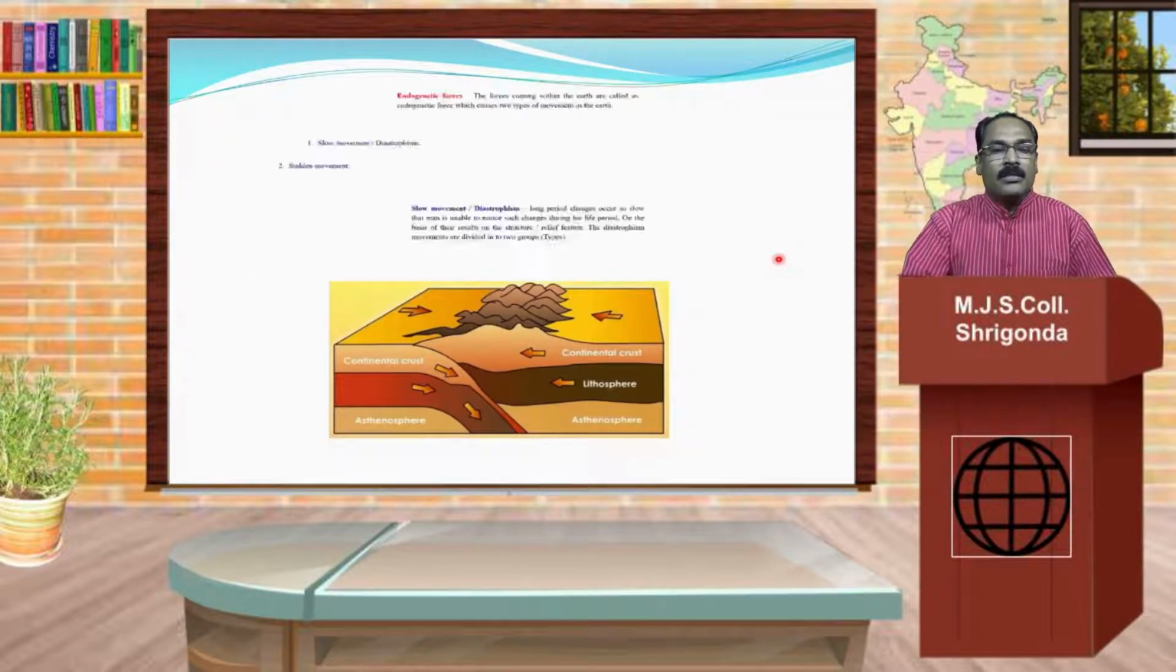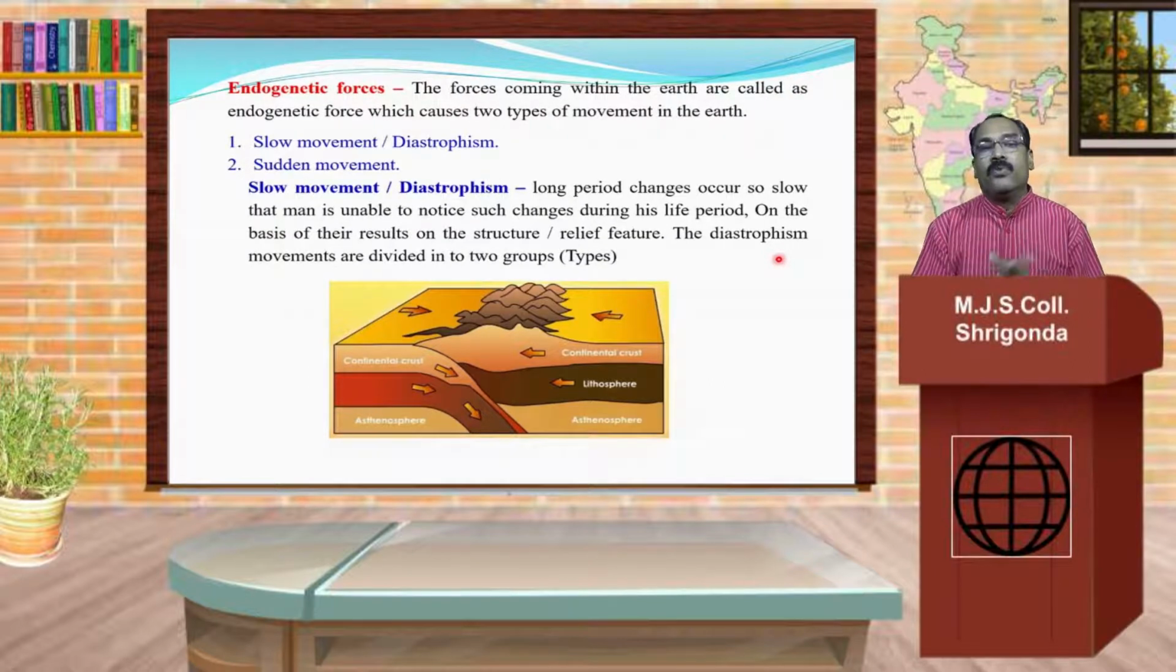Now next, the endogenetic force. Forces coming from within the earth are called endogenetic forces, which cause two types of movement of the earth: slow movement or diastrophism, and sudden movements. The slow movements are long-period changes that occur too slowly for a man to notice during his life period.